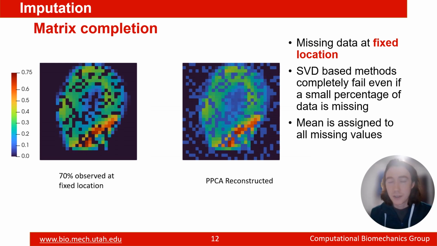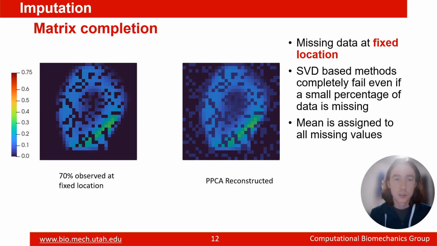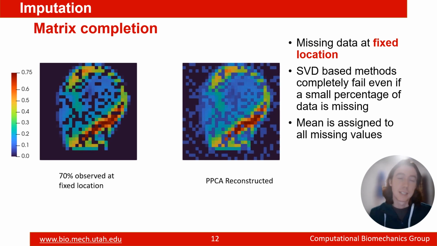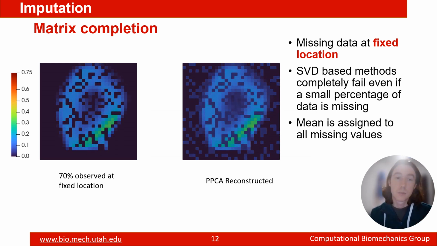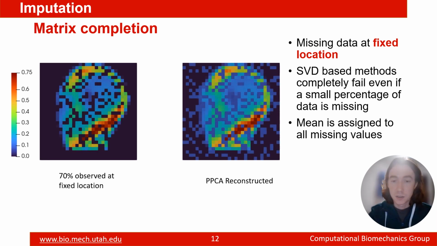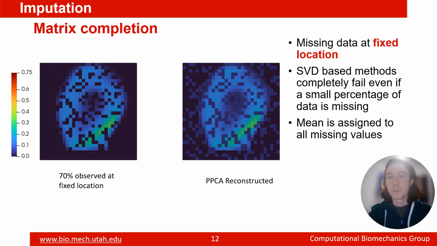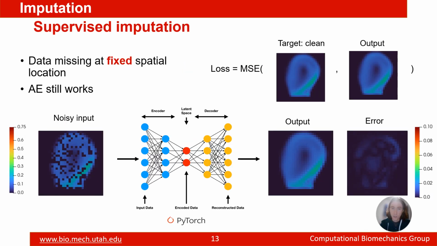However, there's a major disadvantage for the SVD-based methods. If our data is not random in space and time, for example, if the location where the data is missing is fixed, the SVD-based methods completely fail, even if a small percentage of the data is missing. What happens here is that this probabilistic PCA algorithm just assigns the mean values to all of the missing entries.